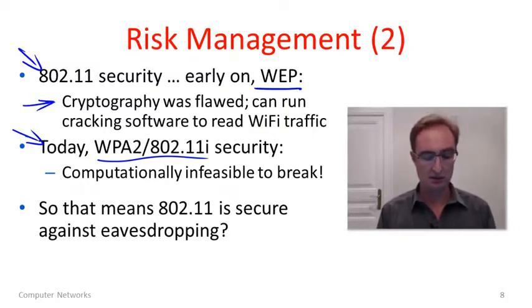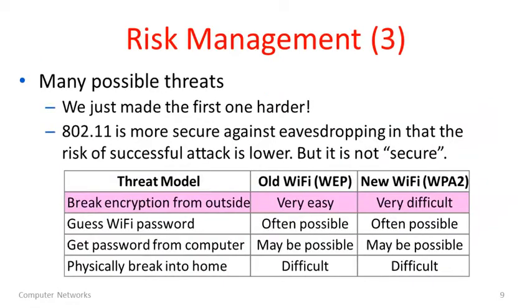My question for you is, does this mean that 802.11 is secure against eavesdropping? I have to say what the threat is. So, against someone eavesdropping and listening into your messages. Is it secure against that? Well, not necessarily. And the reason is that there are many possible threats. In fact, I've listed some here in this table. And you can see that the one we've been talking about with WEP and WPA2 is intercepting messages from the outside and breaking the encryption. We shifted that from very easy to very difficult by moving from WEP to WPA2.